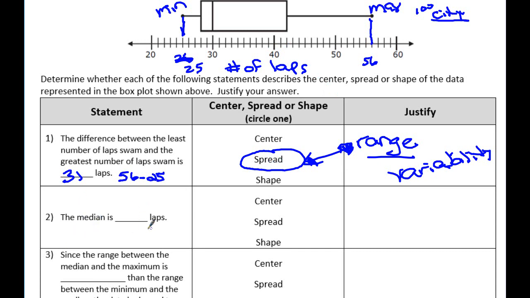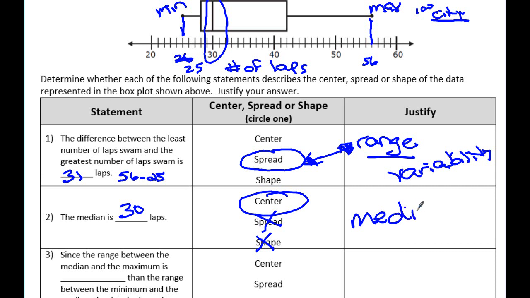Number 2, the median is blank laps. Median. What is the median? It's the middle. And we've already learned that the middle is represented by the line inside the box, which is at 30. I know this does not describe the spread. When we're talking about shape, we're talking about, is it symmetric or is it skewed? And we're not talking about that here. We're talking about the center.